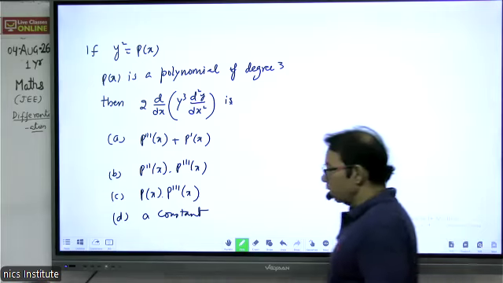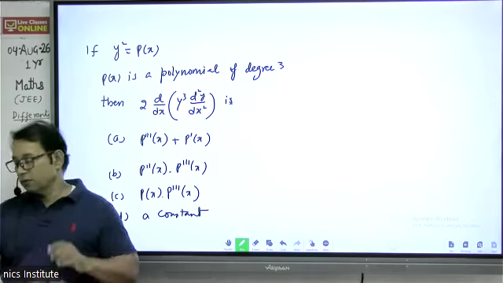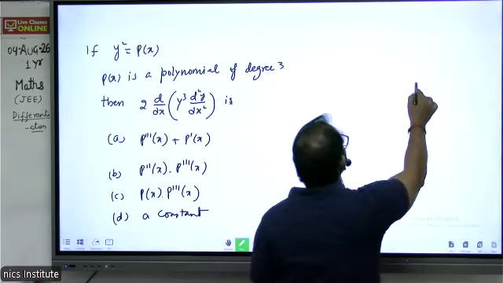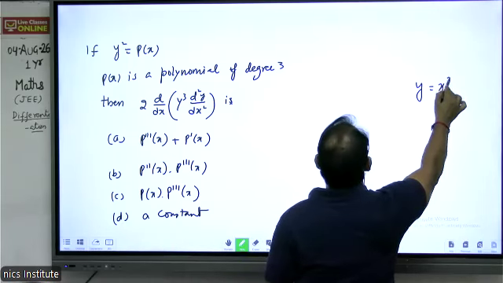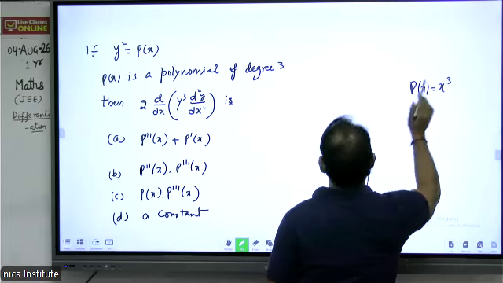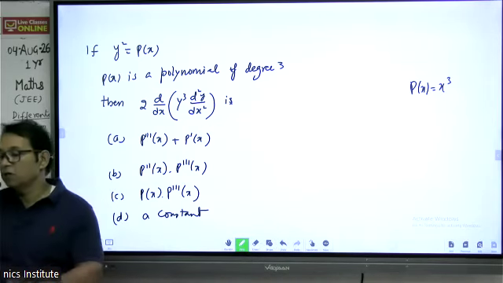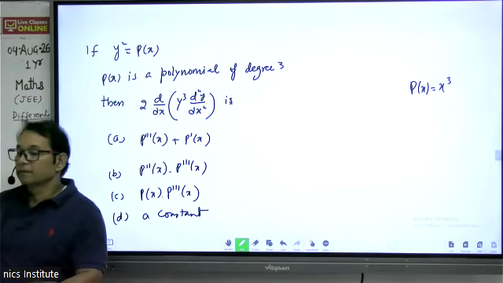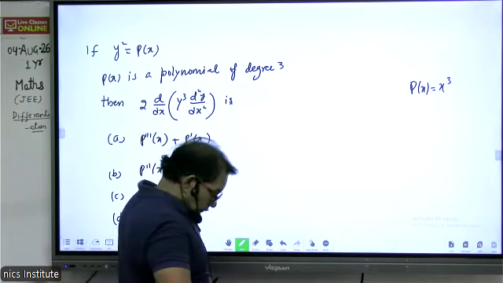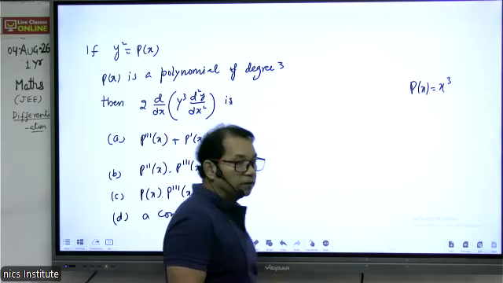Options are in terms of the polynomial. You can apply a shortcut also. You can take a polynomial. The smallest polynomial of third degree could be x cube. So you can take p of x as x cube and solve it also. That is the shortcut method. But otherwise, the normal method also you can apply. So by taking p of x as x cube, you can find this and then you can match with the options.